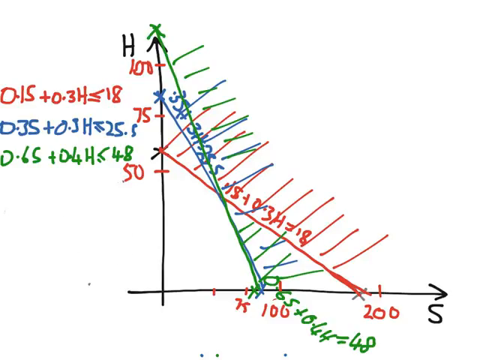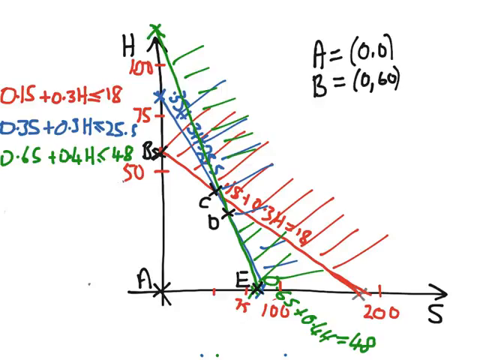We can now put in 5 vertices for the area that we want. 4 vertices. I was right first time, 5 vertices. A is producing nothing, 0, 0. B is producing 0 of standard and 60 of high strength.